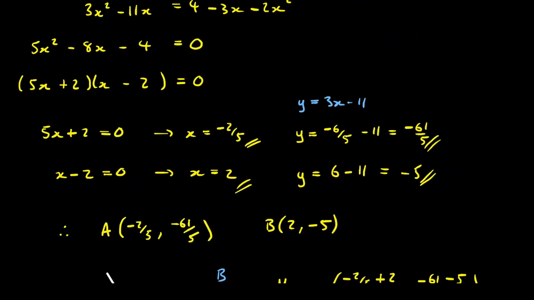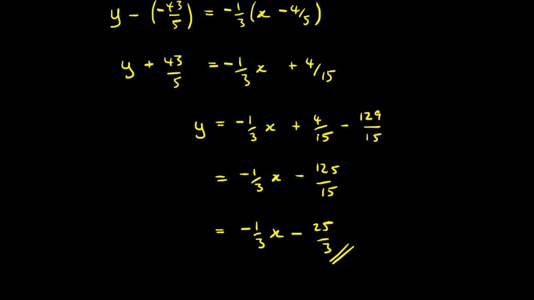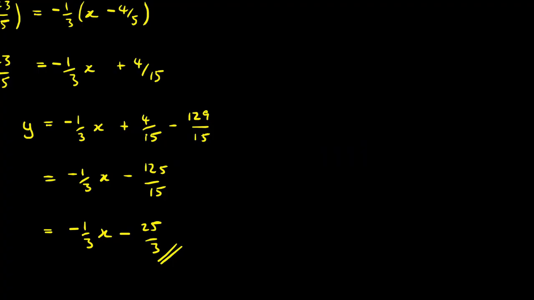And what are we told? We're told that the point C has an x-coordinate of a and a y-coordinate of -8. So if we want to find a, we've got to substitute in y is equal to -8. When x is equal to a, y is equal to -8. So we can say -8 is equal to -1/3 x minus 25 upon 3, or actually we can replace the x with an a. That's probably what we should do.